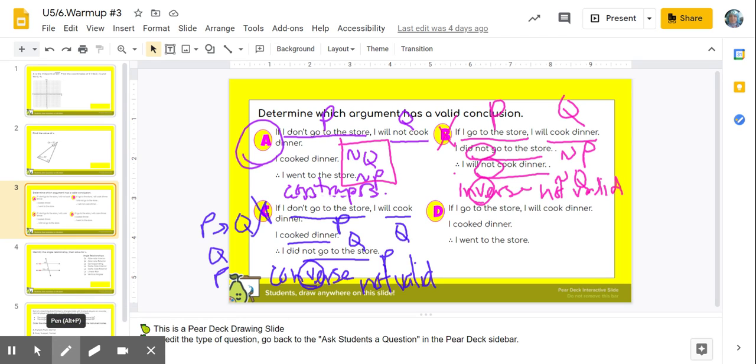Last one. I go to the store, that's P. I cook dinner, that's Q. I cooked dinner, that's Q. I went to the store, that's P. This is the same pattern again. This is converse. There's a V in it. It is not valid. Okay, the only good choice is A.